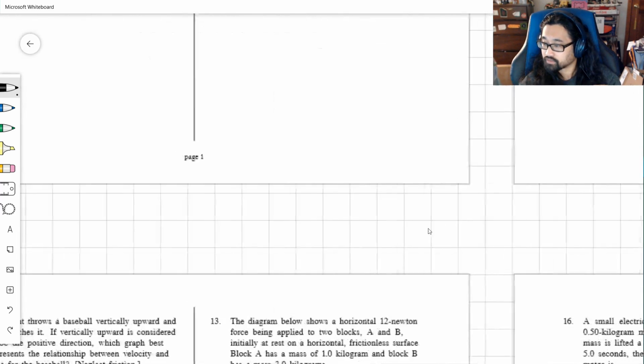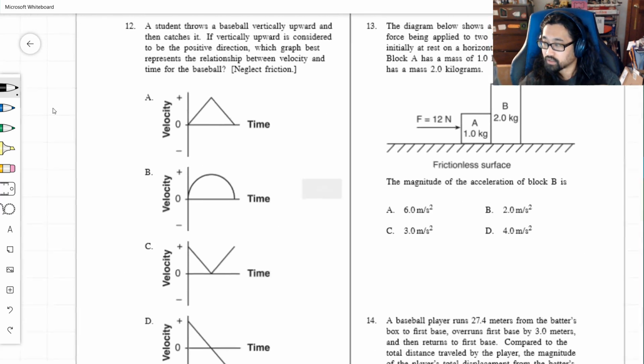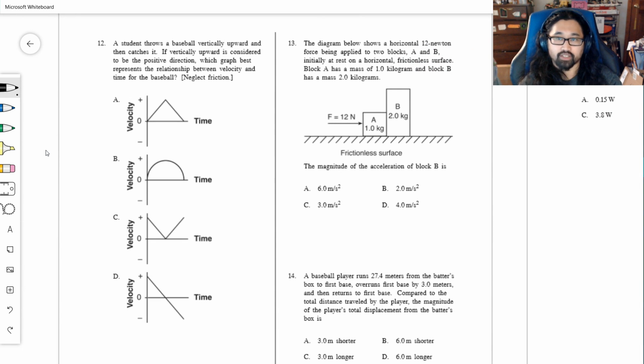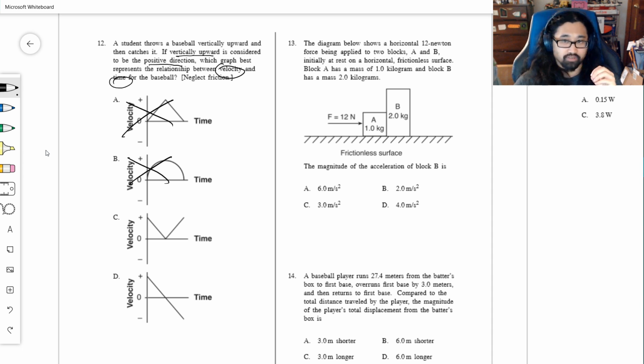All right. Couple more. Number 12 is very much a be careful. Throw a ball up and then catch it. Vertically up is the positive direction. I need the velocity and time. It's going up to start, so its velocity has to start positive, which means it can't be this and it can't be this, because both of those velocities start at 0. This one doesn't start at 0. It starts going up. Eventually it stops, right? Halfway through it stops, and both of those are good.